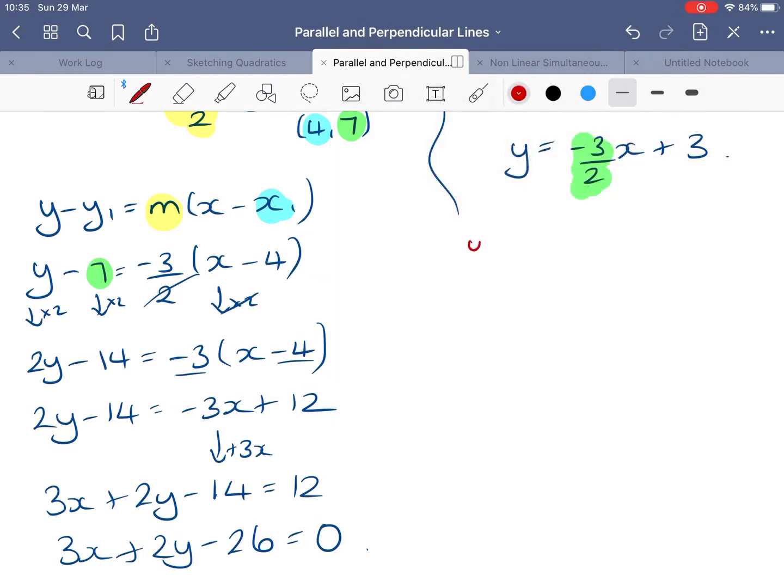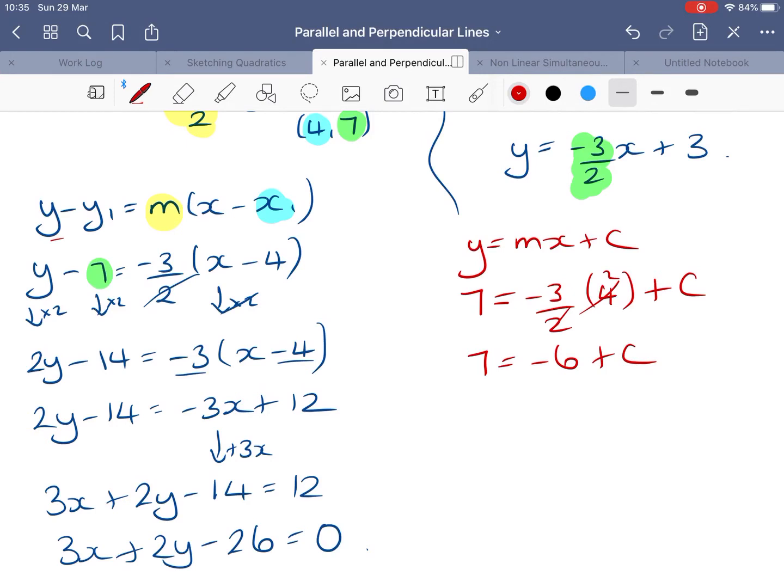Right, just out of interest, because sometimes it's nice to show things can be done in more than one way, I'm going to do it with the y equals mx plus c method rather than the y minus y1 equals m(x minus x1). So my y value is 7, my m was minus 3 over 2, my x was 4, plus c. So I've got 7 equals, well, minus 3 over 2 times 4 is minus 6, plus c. So I'd have 13 equals c.